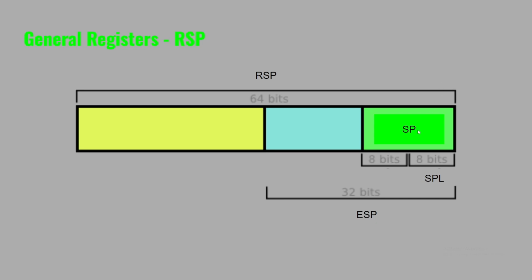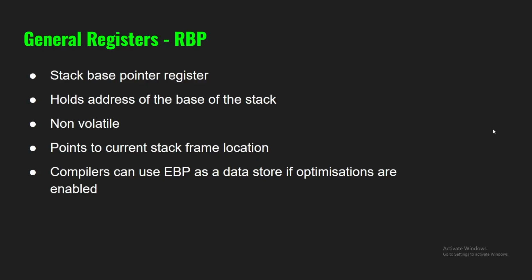RSP register, as you can see, is the first different sort of register. We can only access the lower portion of the stack pointer, so we can't access the higher 8 bits, we can only access the lower. The RBP, the base pointer register, holds the address at the base of the stack, it's non-volatile, and it points to the current stack frame location.